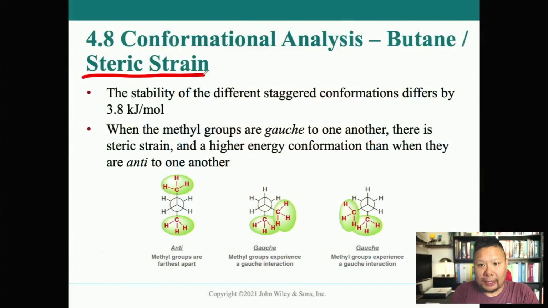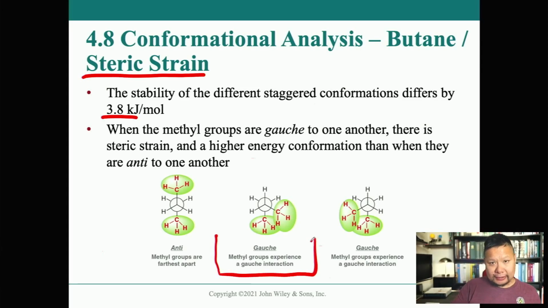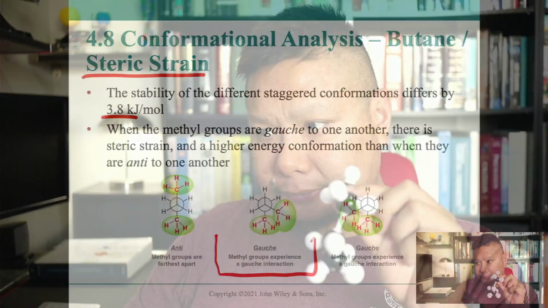So the stability of, sorry, I forgot to switch it back. So this is the conformational analysis of butane in its steric strain, right? The stability of the different staggered conformation differs by 3.8 kilojoules per mole, which you saw on that chart that we just went over. When the methyl groups are gauche, so gauche, right here, right? That's when we were seeing it at 60 degrees. And I'll show you that real quick. I'll switch back. So right now it's at 180 degrees, okay?